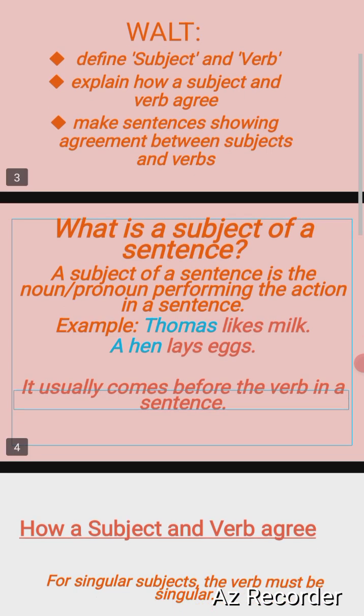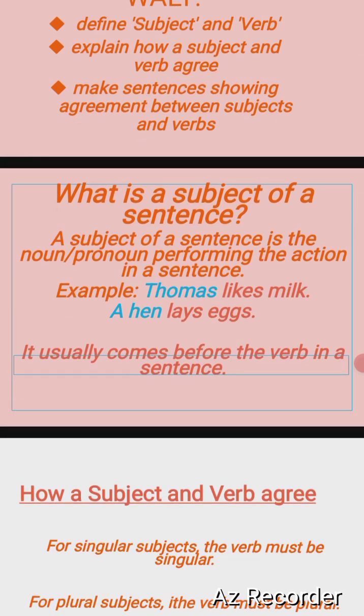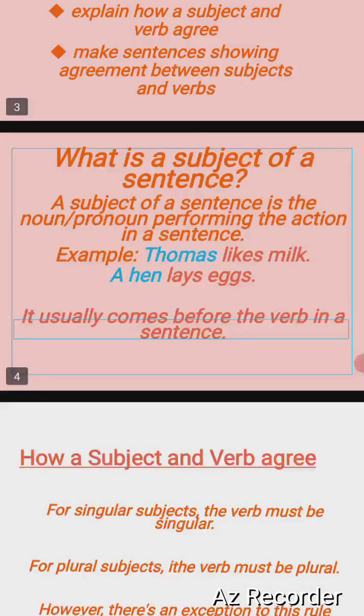Now we'll move to the next slide, which says what we are learning to. That's what WALT stands for. We are learning to define subject and verb. We're also learning to explain how a subject and verb agree. And we're also learning to make sentences showing agreement between subject and verb.